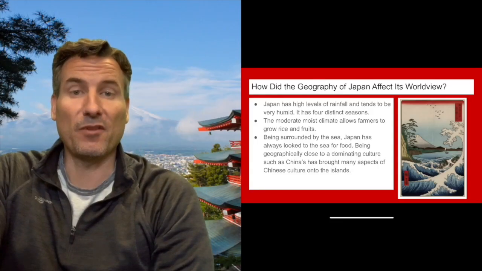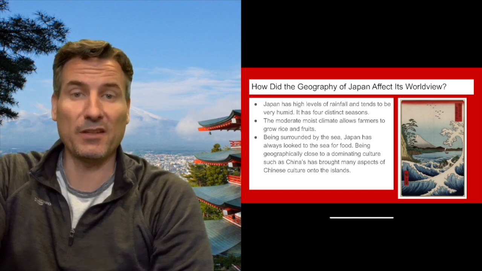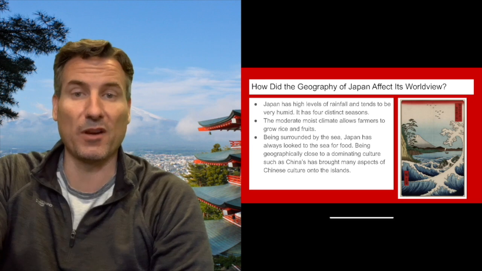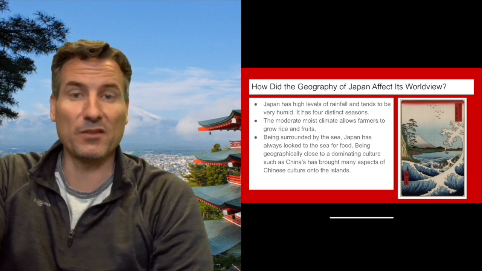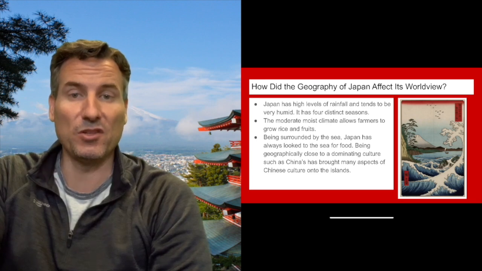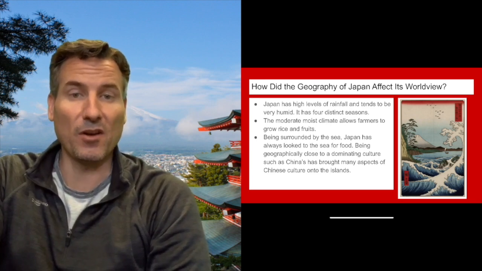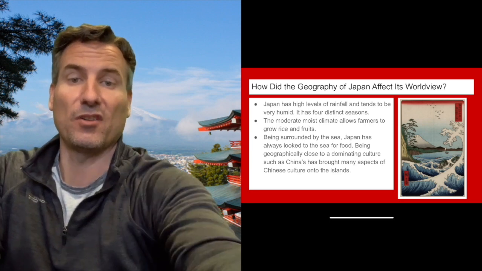Japan has high levels of rainfall and tends to be very humid. It has 4 distinct seasons. The moderate, moist climate allows farmers to grow rice and fruits. Being surrounded by the sea, Japan has always looked to the sea for food. Being geographically close to a dominating culture such as China's has brought many aspects of Chinese culture onto the islands.